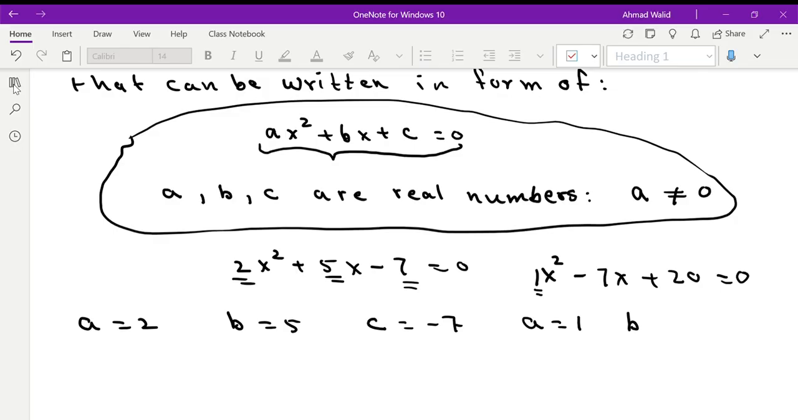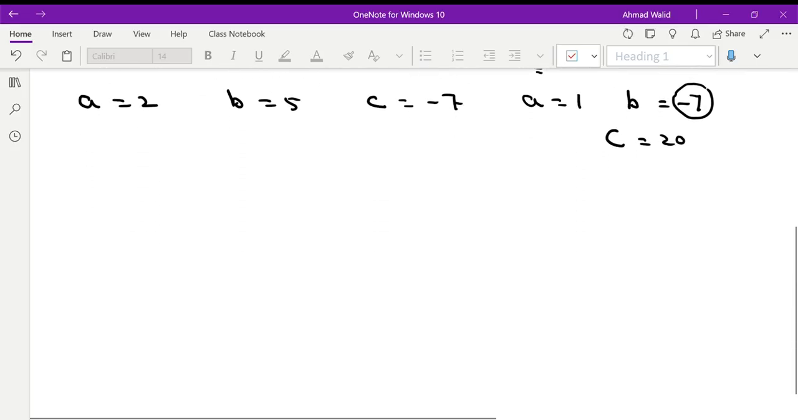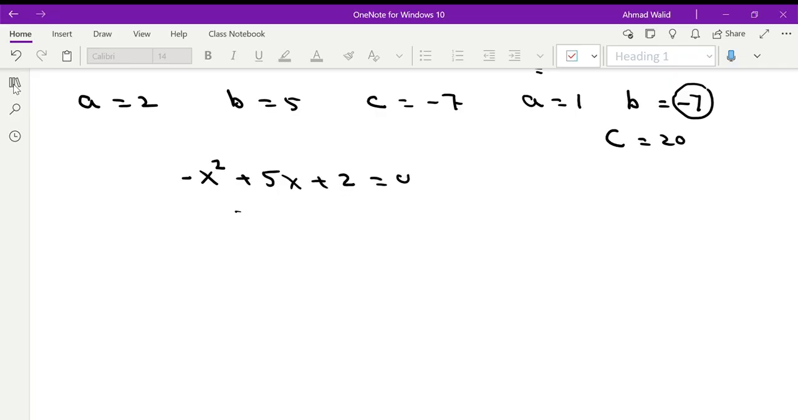My b is equal to negative 7. Sign is really important. Do not miss it. Oh, b is 7? b is not 7. b is negative 7. And your c is equal to 20. Or another equation, for example, negative x squared plus 5x plus 2 equals 0. Here, a is equal to negative 1, your b is equal to 5, and your c is equal to 2.